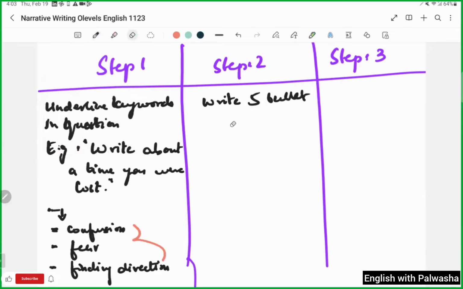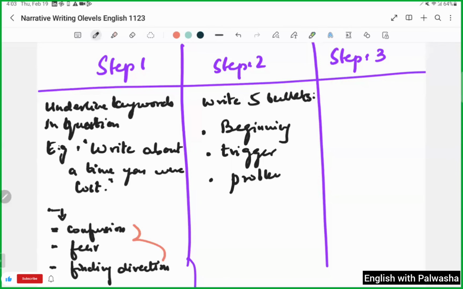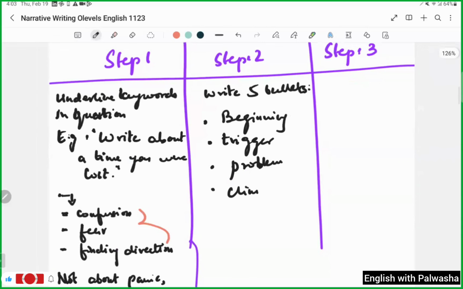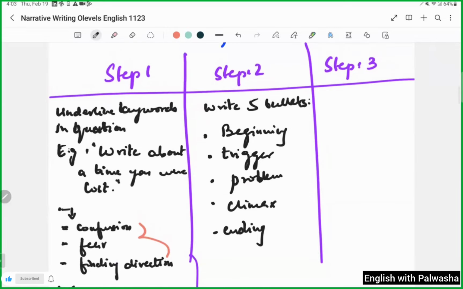Okay, write the story in 5 bullets. Don't say points because then you'll get confused. Write in 5 bullets. So what are those 5 bullets? First is beginning. We have to create a beginning. Then we have to create a trigger, just a single thing we have to throw. Then a problem. Then there is a climax where the problem is being resolved. Then coming towards the ending, right? So these are the 5 bullets you have to focus on.